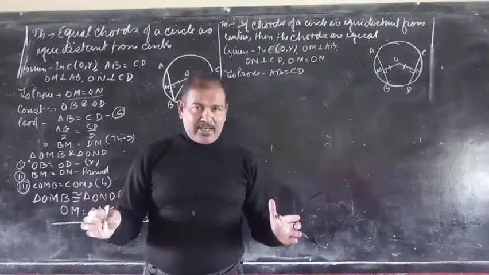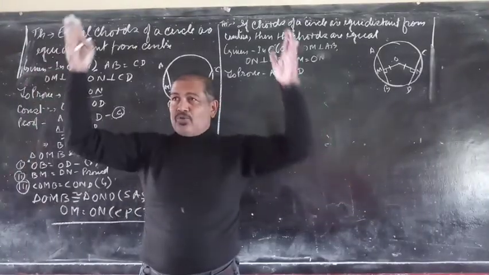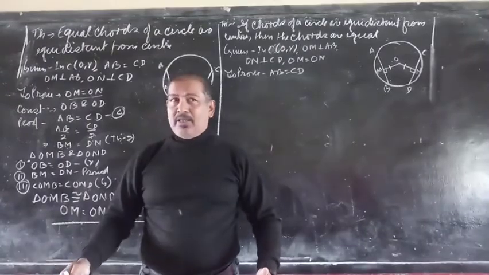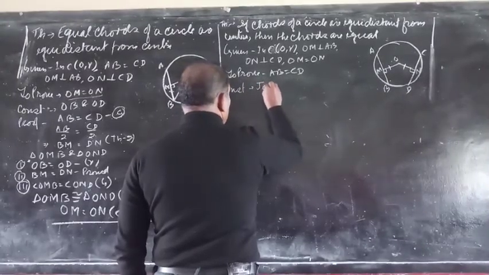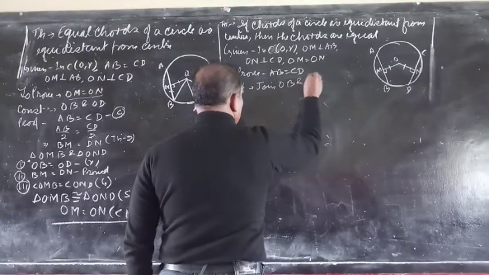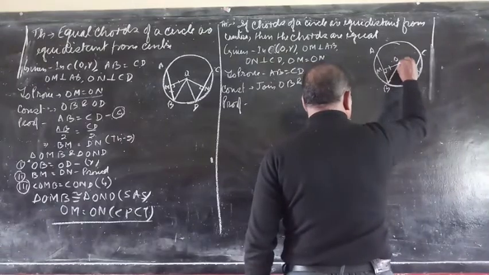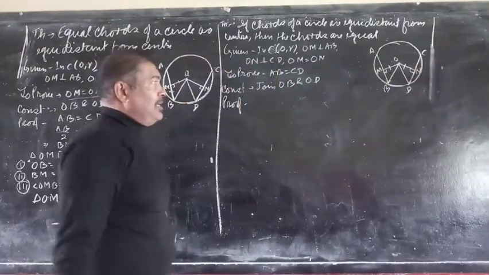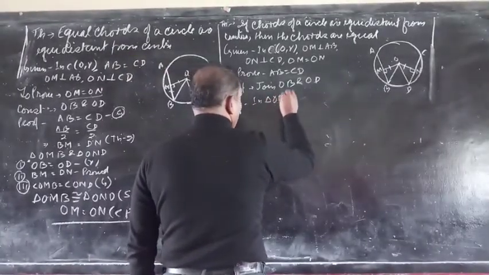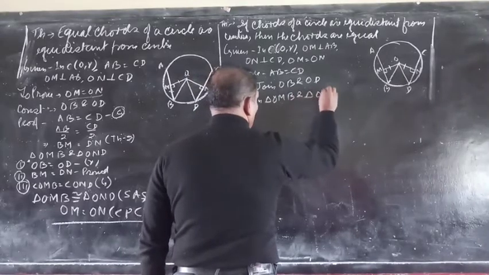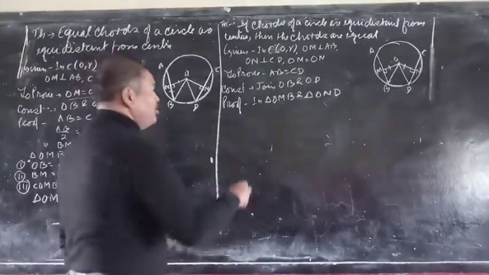Two chords of a circle are given, and these chords of a circle are at equal distance. So we have to make these two chords equal. Construction क्या करेंगे बच्चों? Join OB and OA, join OB and OD. Now we take triangle OMB and OND. In triangle OMB and triangle OND. Okay.